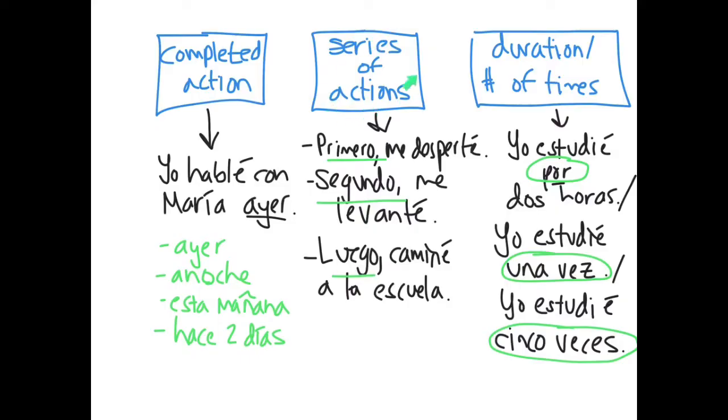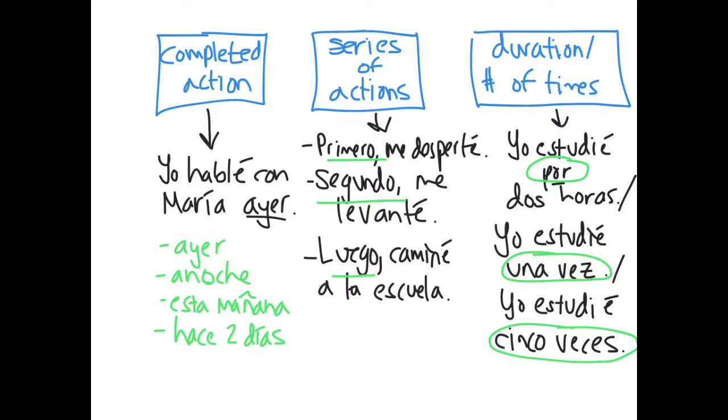Then we move to a series of completed actions. Same thing, but now a list format. So you're going to have multiple items. So first, I woke up. Second, I got up. Then, I walked to school. A series of completed actions, but in a list format. They're all done.